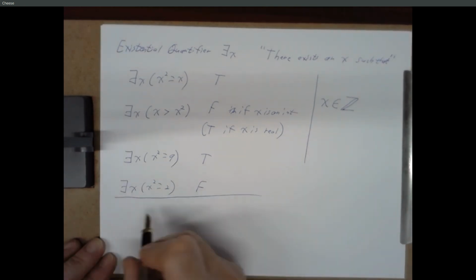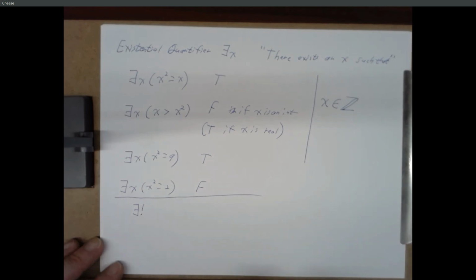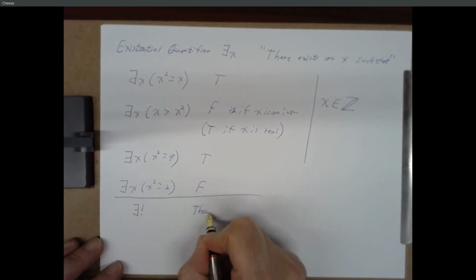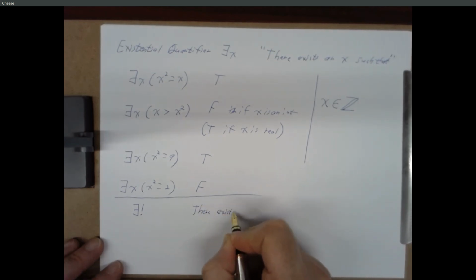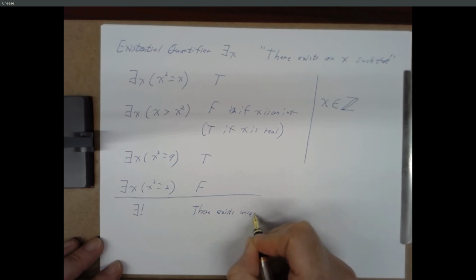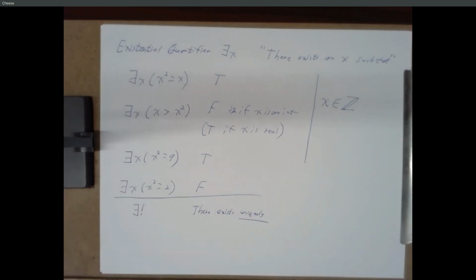All right, we do have a symbol, though. E with an exclamation mark, which means there exists uniquely. So if we do an E with an exclamation mark, that means there is exactly one X, for example, for which this is true. So we can specify uniqueness.